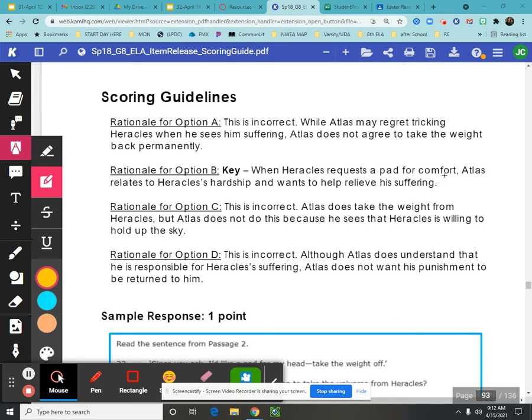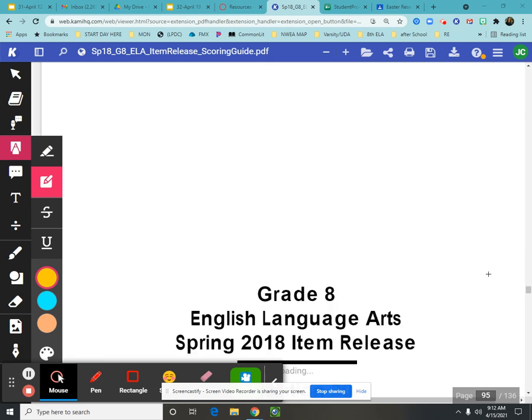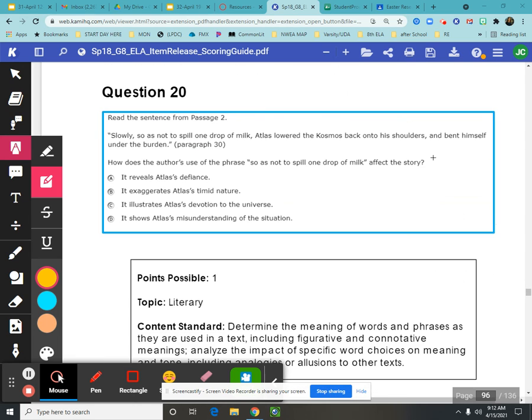When Hercules requests a pad for comfort, Atlas relates to Hercules' hardship and wants to help relieve his suffering. Is that the last one? No, there's 2 more. 2 more, geez. Okay. How does the author's use of this phrase, so as to not spill 1 drop of milk, affect the story? This is in passage 2. "Slowly, so as not to spill 1 drop of milk, Atlas lowered Cosmo's back onto his shoulders and bent himself under the burden." A, it reveals Atlas's defiance.